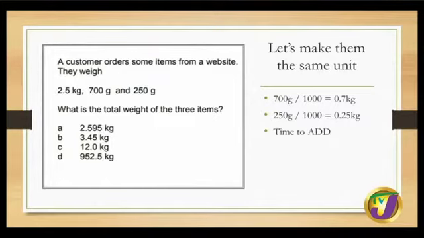And it's time to add. So we have 2.5, 0.7, and 0.25 kilograms. When we add them, when we total them, we get 3.45 kilograms. So we have 3 full kilograms and 0.45 of a kilogram. And your selection option would be B.